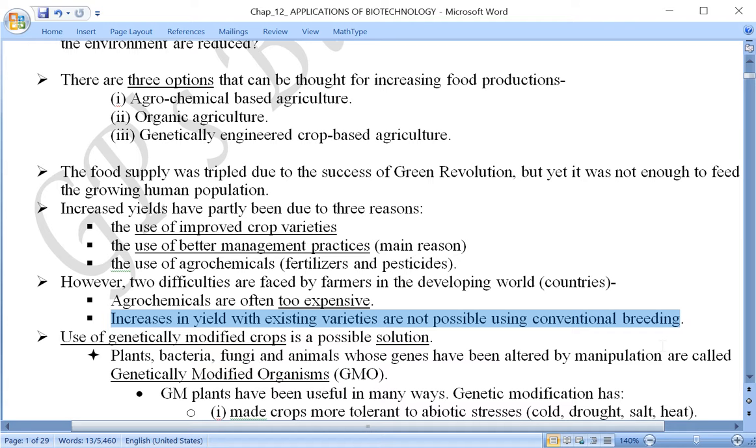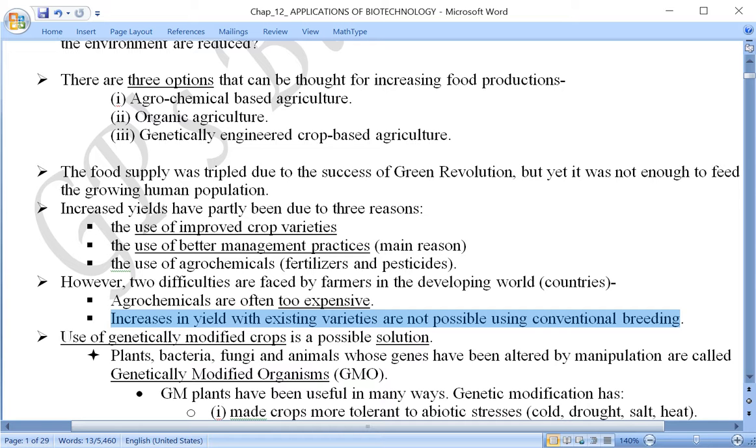And second thing is that by use of the existing variety and also the traditional breeding method, it is not possible to increase the productivity of the food. So what is the solution? Something should be there. So here the use of biotechnology or genetic engineering will be useful, because the organisms can be modified, their gene can be altered or modified somehow, so we can say here genetically modified organism.